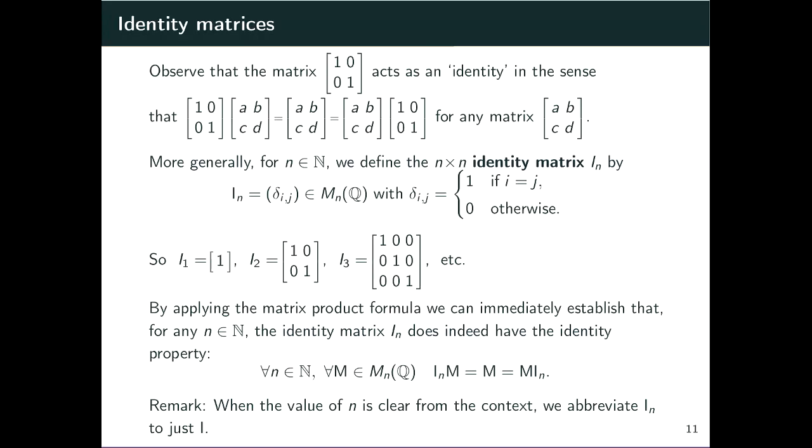And yeah, so sometimes if the context is clear, so we clearly know what size matrices we're working with, then we're going to sometimes remove this n and just write I. And sometimes you'll see that people write the identity matrix with this sort of bold face for the identity. Cool.